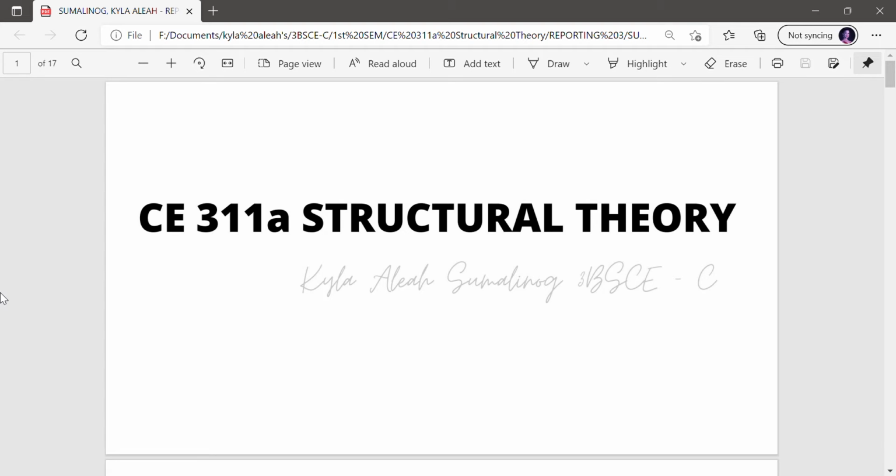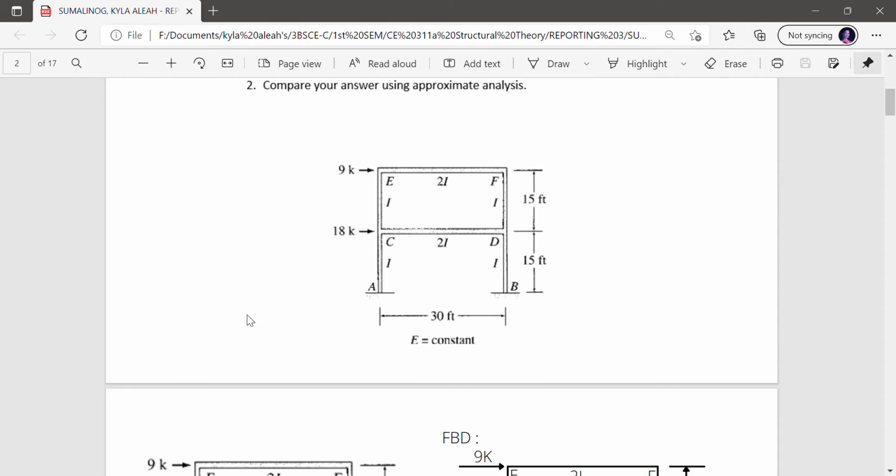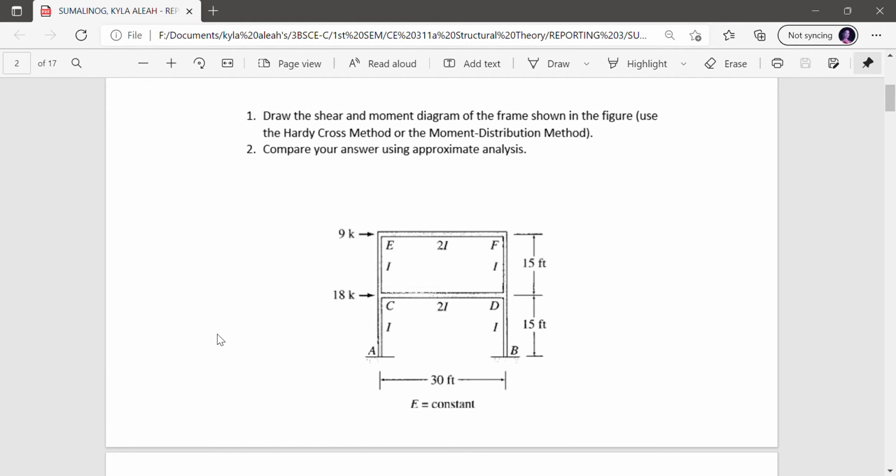So for today's video, we are going to talk about the Hardy-Cross method or the moment distribution method and the approximate analysis using the portal method. So let us proceed with the problem. Here is our frame. Draw the shear and moment diagram of the frame shown in the figure. Use the Hardy-Cross method or the moment distribution method and compare your answer using approximate analysis.